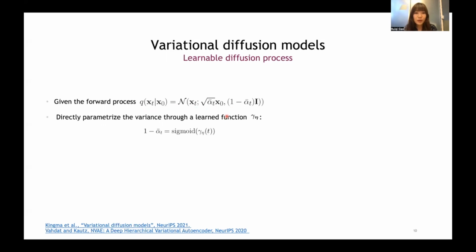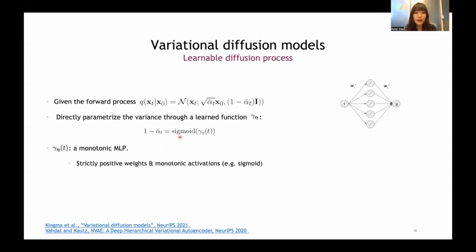This work proposed to directly parameterize the variance 1 minus alpha t bar through a learnable function gamma eta. This function is decorated by a sigmoid function to ensure that the variance is within the range from 0 to 1. And this gamma eta t is further parameterized by a monotonic multi-layer perceptron by using strictly positive weights and monotonic activations, for example, sigmoid activations.